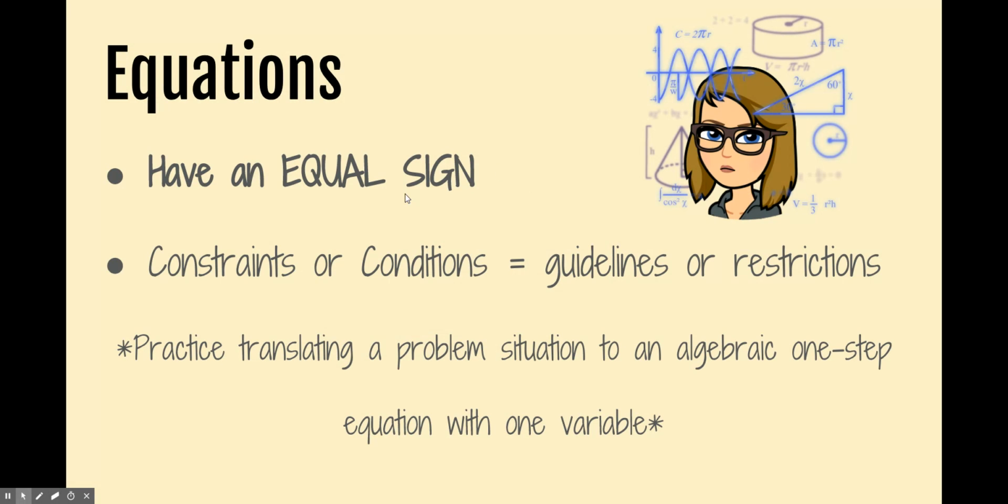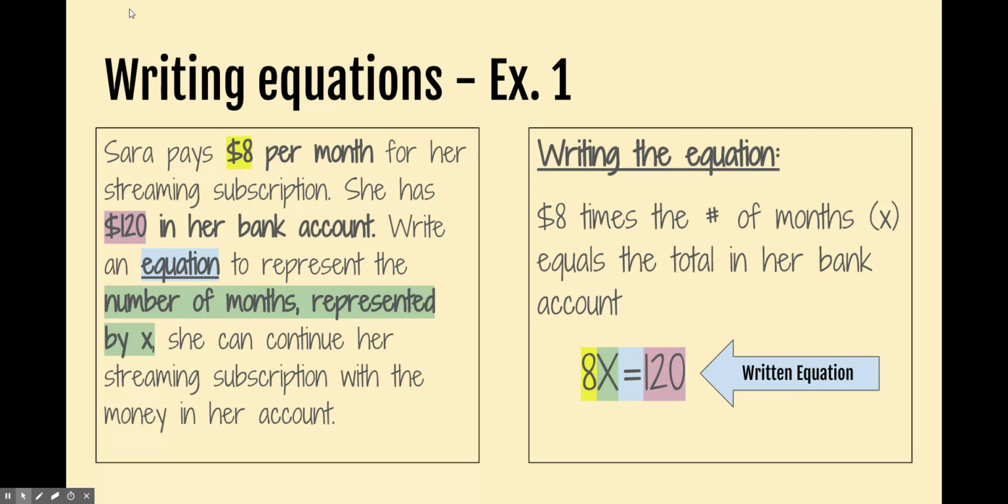So equations we've talked about have an equal sign, and constraints or conditions are basically guidelines or restrictions that are given to you in the problem. So we're going to practice translating a problem situation to an algebraic one-step equation with just one variable represented. So here is our first example.